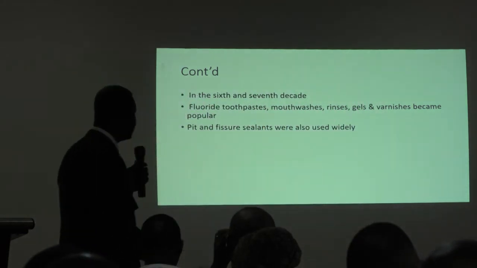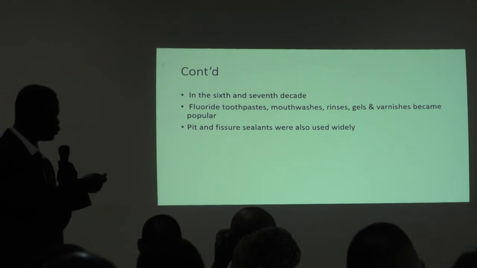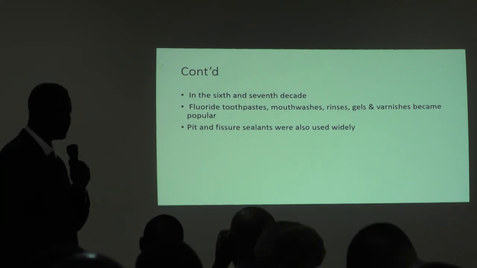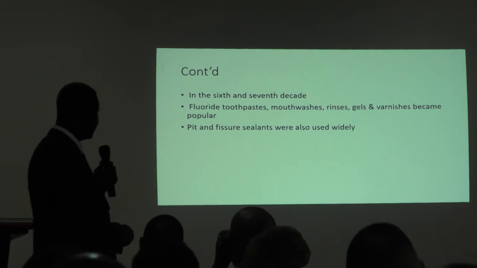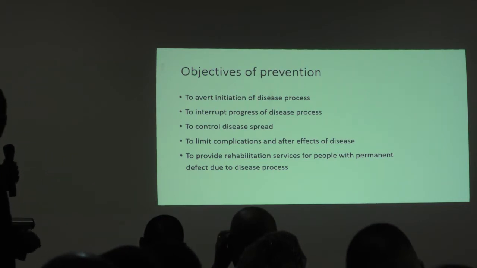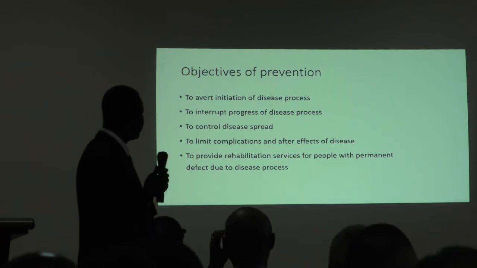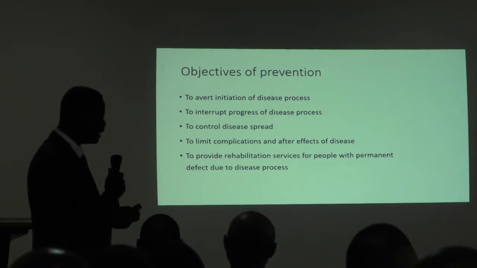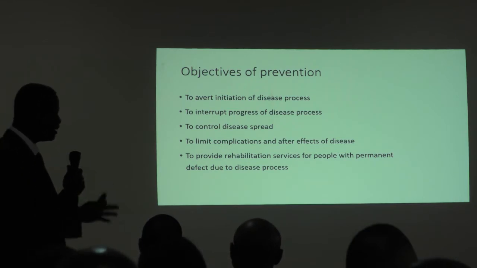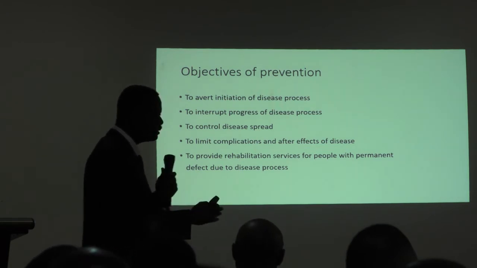So all these have been used. And then the pit and fissure sealant, which I showed you the picture of somebody with grooves, they seal it with the sealant. Now the objective is to avoid the initiation of a disease process. So you prevent or you affect the initiation of the disease process itself, so the disease does not start. Or they interrupt the progression of the disease.